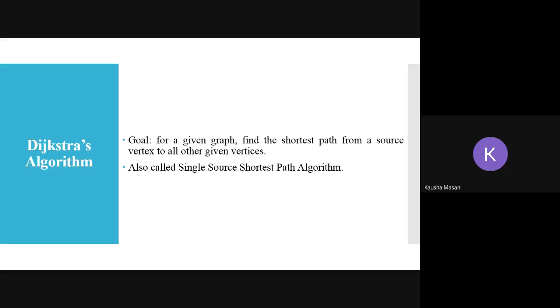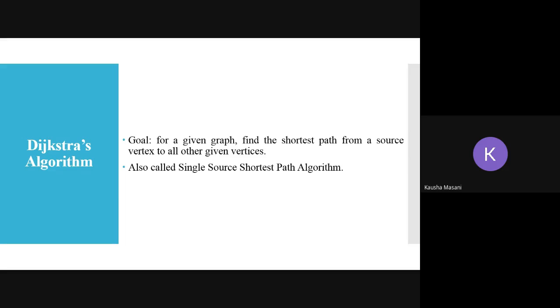For example, if I start from A, then from A to B, what is the shortest path? A to C, what is the shortest path? A to E, what is the shortest path? My source remains the single starting source. Similarly, if I want to find from B, then B to A, B to E, B to D. That's why it is known as single source shortest path algorithm, where you are searching the shortest path from a single source, or say a fixed source, to all the other given vertices.